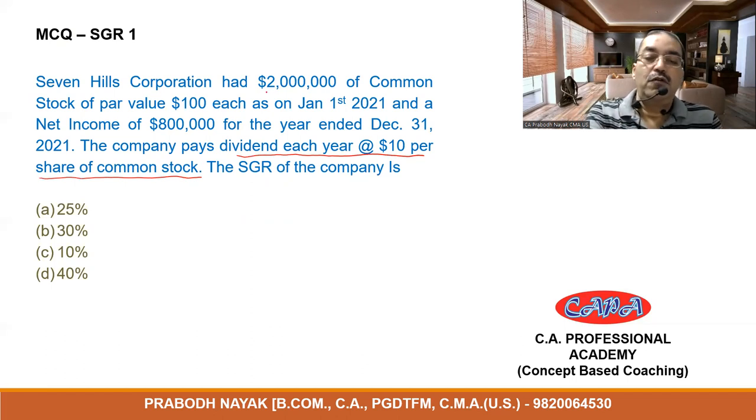Now common stock total is $2 million. Each share of the common stock is worth $100. Okay, so how many shares are we having? 20,000 shares of common stock.